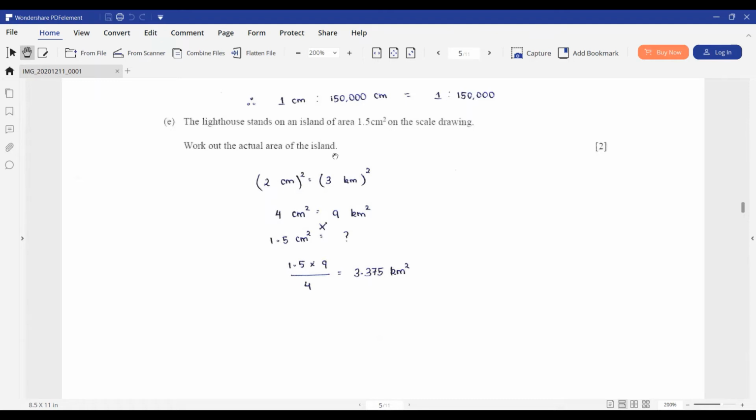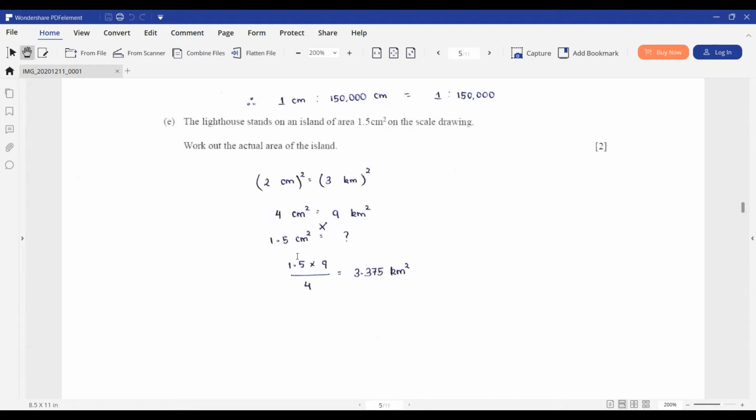So now what we want to do next is we want to make an area scale. So area is represented with a square. Okay. So now in order to make an area scale, we're going to square both sides. We're going to square the 2 centimeters and we're going to square the 3 kilometers. So 2 centimeters, when we square this, we should get 4 centimeters squared is equal to, square this part, 9 kilometers squared. So how many kilometers squared would 1.5 centimeters squared equal?